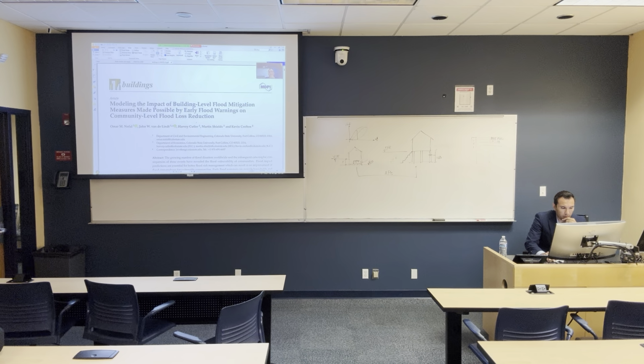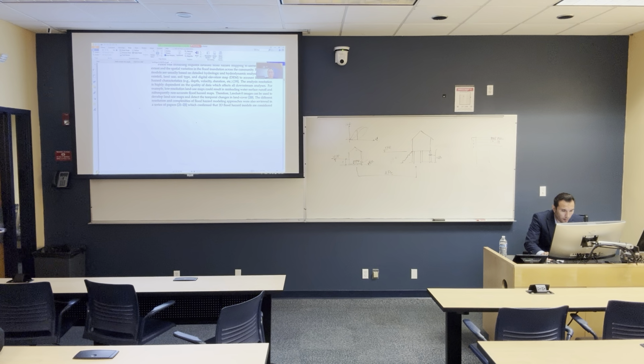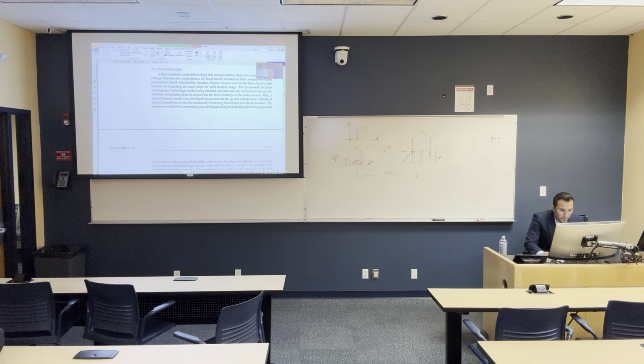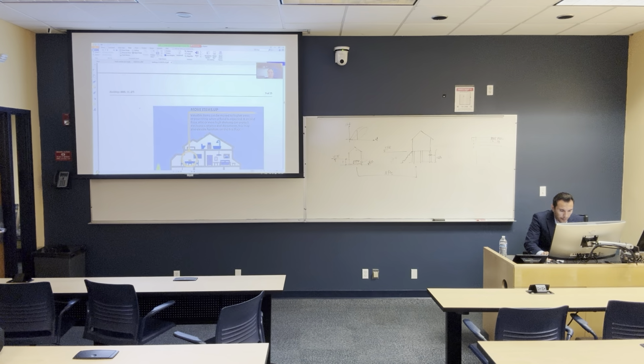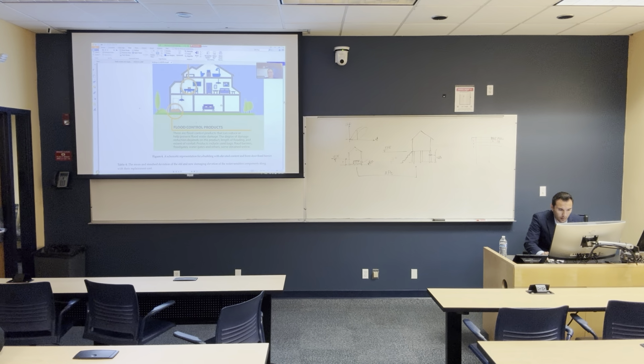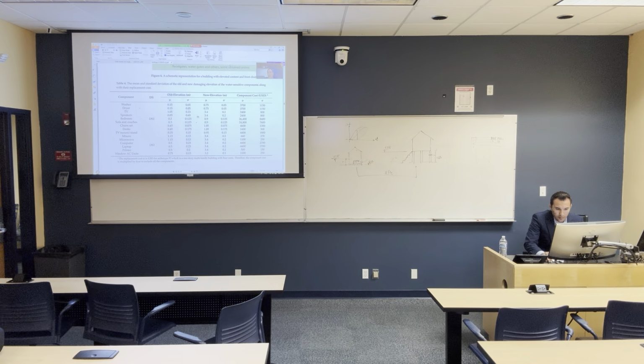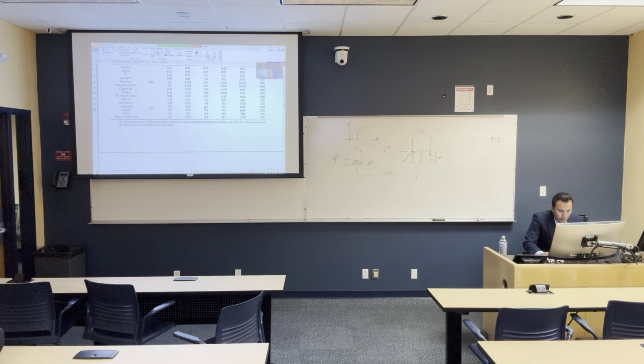This is the paper name. It's called Modeling the Impact of Building Level Flood Mitigation Measures Made Possible by Early Flood Warning. It's a very long title. And I believe there's a figure that shows you the new elevation and the old elevation, and here I have the same table, I believe. Well, it's actually not the same elevation. I believe I changed some of the elevation, but just maybe double check.